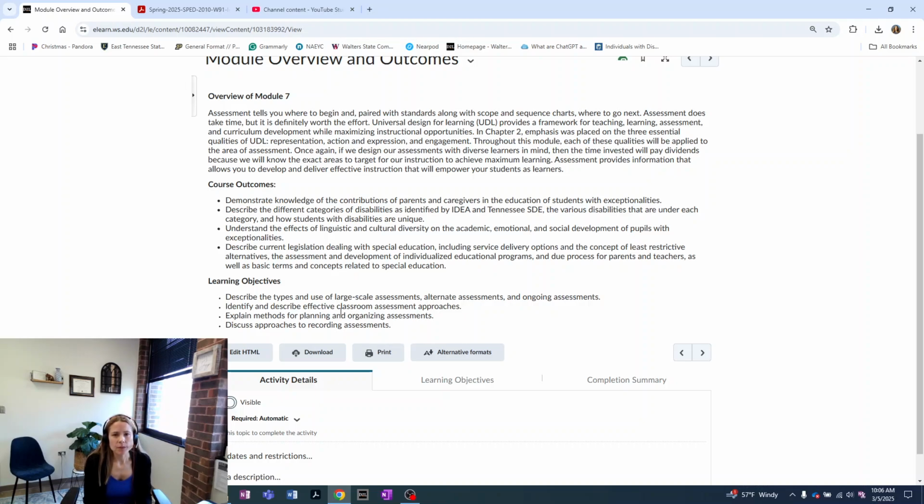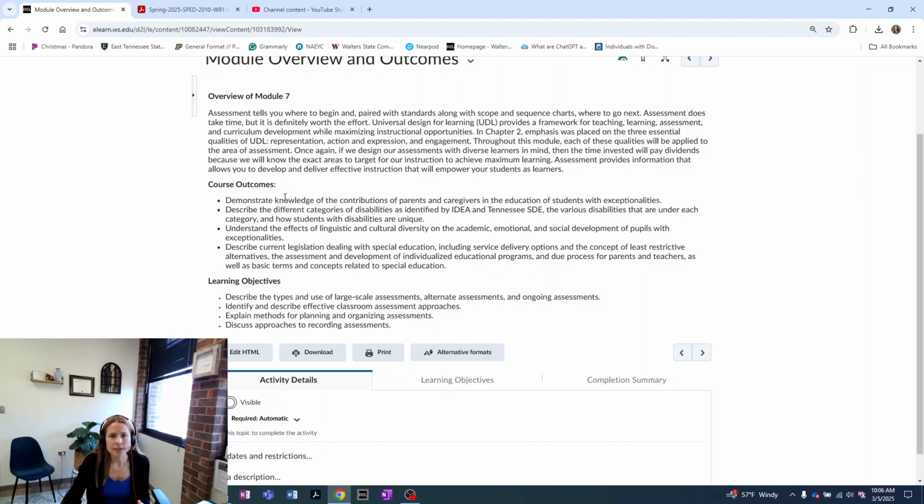Our learning objectives are for you to be able to describe the types and uses of large-scale assessments, alternative assessments, and ongoing assessments. You should be able to identify and describe effective classroom assessment approaches, explain methods for planning and organizing assessments, and discuss approaches to recording assessments.